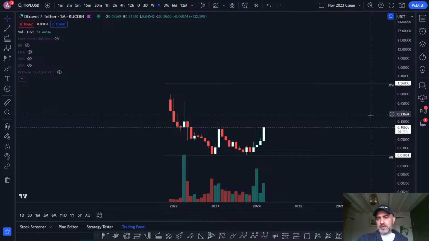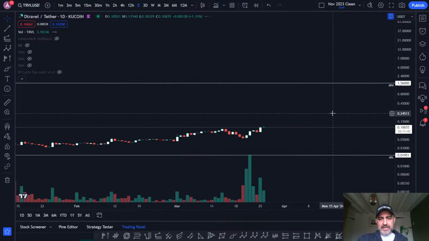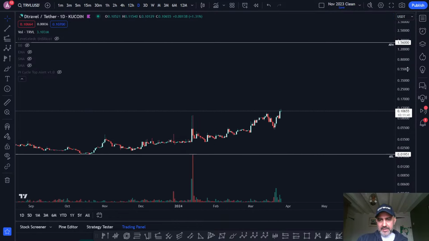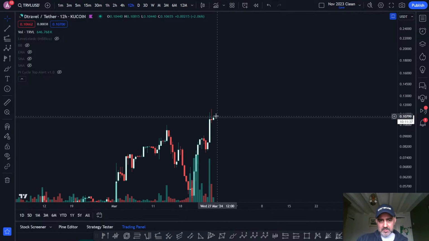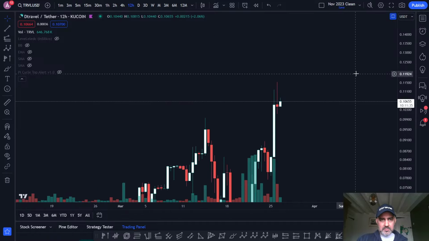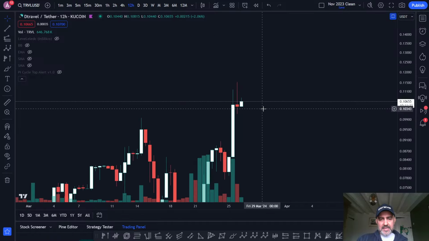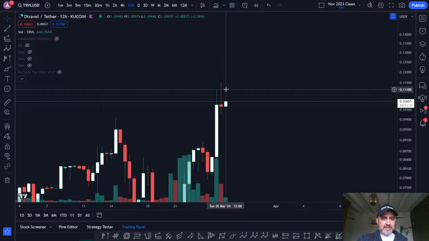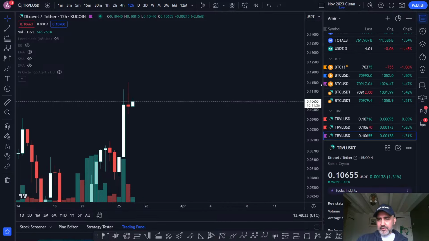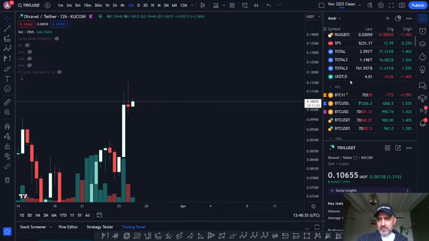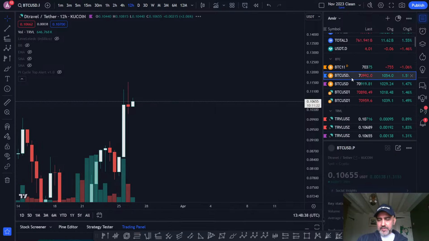All right, I don't really have anything more yet to add on TRVL. I think it's looking good. In the last 12 hours we had this candle, and it's probably going to range now for a little bit. Let's see how that corresponds to Bitcoin.